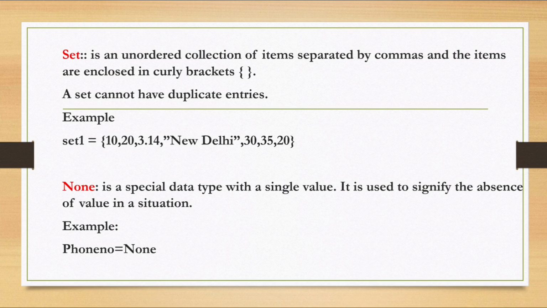And there is also one more data type called None data type. None data type is used to signify absence of value, or if the user does not want to specify any value to the variable, then he can use None data type. Look at the example. Phone number is equal to None. If you don't want to specify the value for the particular variable, then you can specify using None.